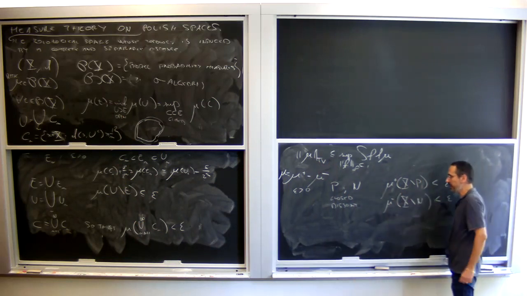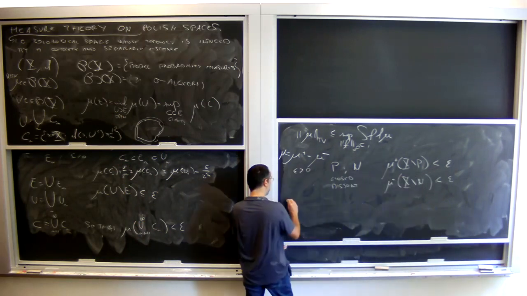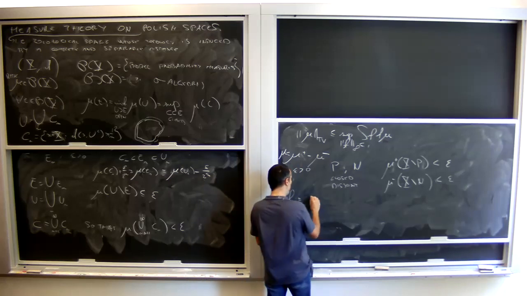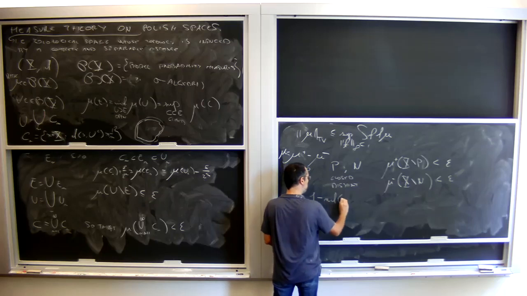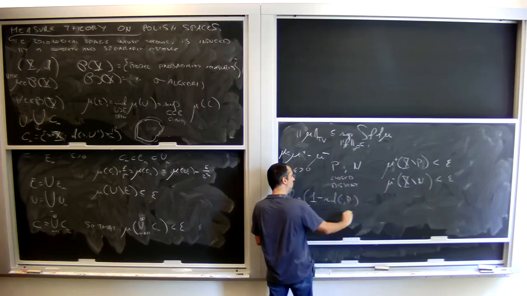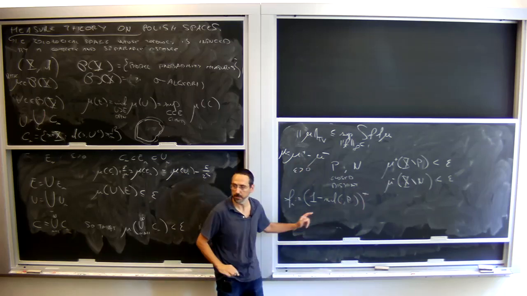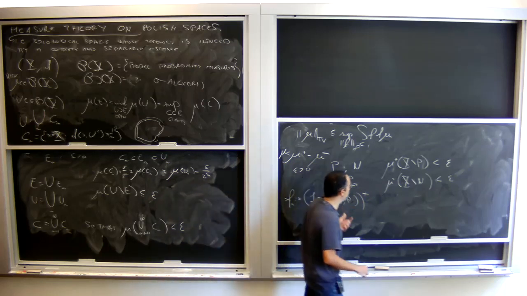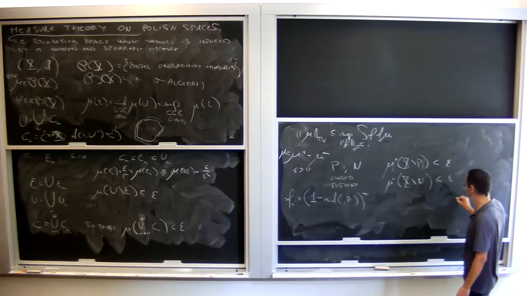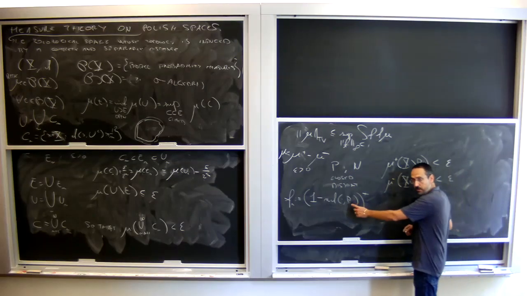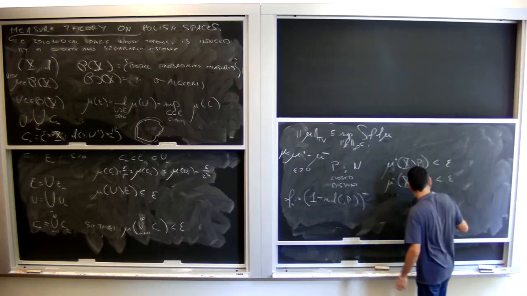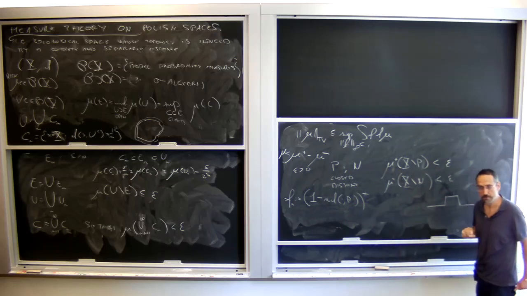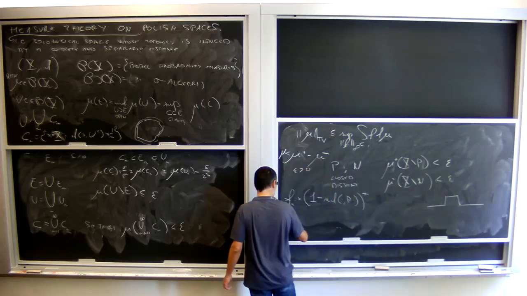Well, now that P and N are closed, let me define the function. So f_n: I take 1 minus n times the distance from P, and I take the positive part. When I write this, I mean that I take the max between this number and zero. So for n big, this function is always equal to one on the set P, because on the set P the distance is zero, and then it decreases fast to zero, and it remains zero when you are farther than one over n from P. And g_n analogously with the set N.